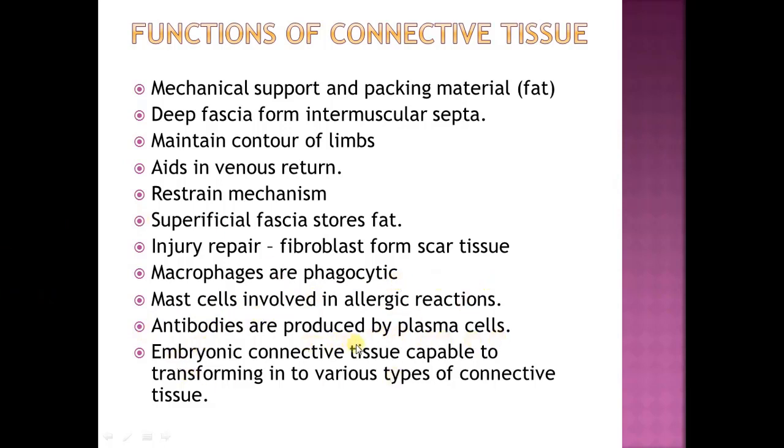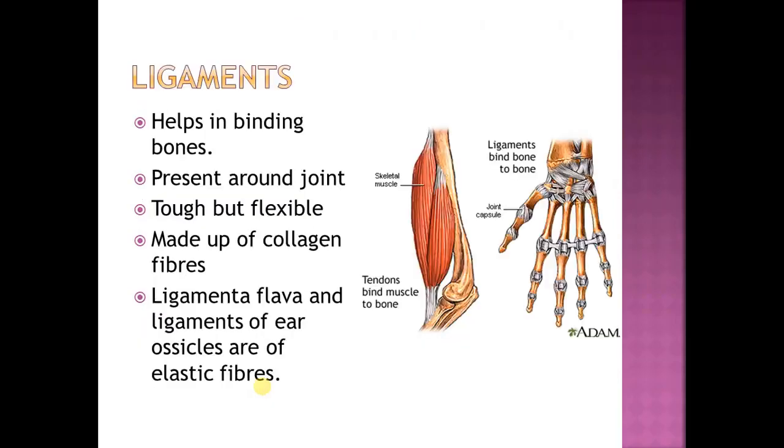So embryonic connective tissue are again pluripotent. They have the capacity to get transformed into various types of connective tissue. So one type of connective tissue which we see here is the ligaments. Mainly helps in binding the bones together, especially in fibrous joints. We have seen these ligaments present around the joints.